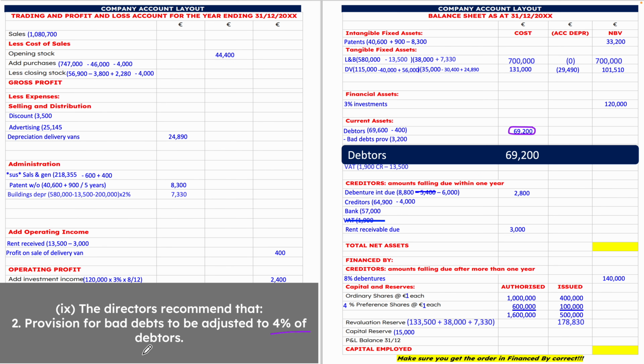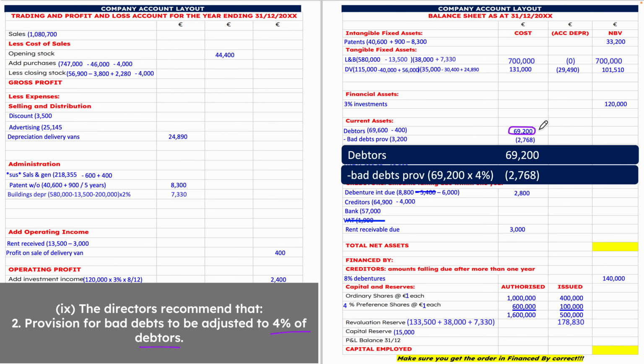Now, it's not saying that these people have gone bad and they haven't paid us. It's just we are anticipating that they might not, okay? So we've a new debtors figure, 69.2, and we're going to multiply that by 4%, and that is 2768. Then we'll compare that to our bad debts provision that we already have of 3,200, and we say to ourselves, well, this is great because that's less than what it previously was. So I'm delighted about that. The company would be delighted about that.